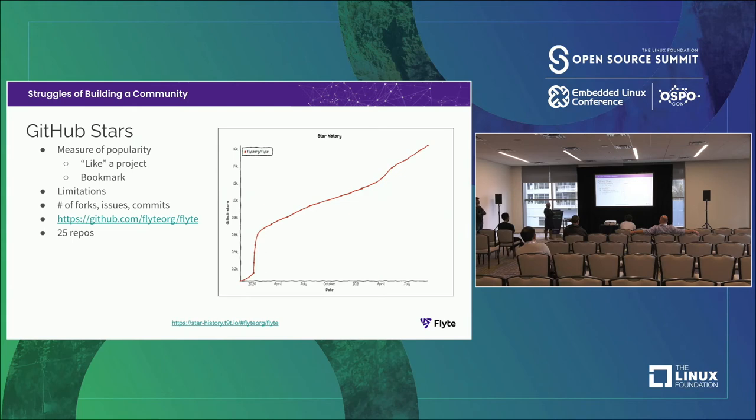Even though there are some limitations, we're still able to see that large jump when we first released around the beginning of 2020. And also another jump up here when we started to improve our documentation around that second quarter right there. It might be more useful when you have a GitHub repo to check the number of forks, issues, commits, and PRs to be able to measure how active your repo is. To date, we have 25 repos on Flight. So yeah, go ahead and check us out sometime.